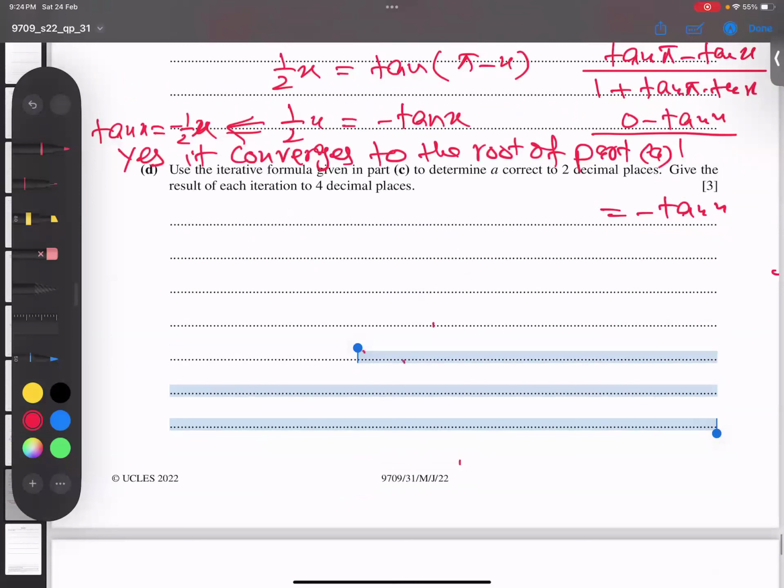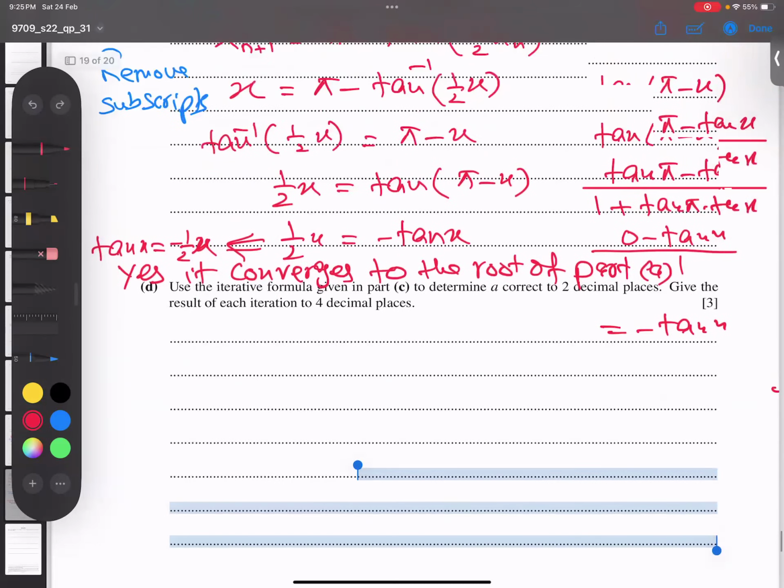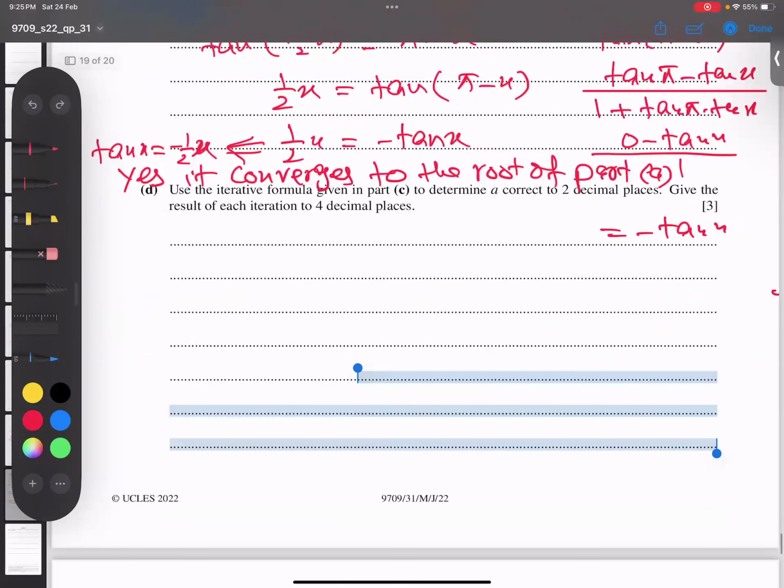Now let's have a look at the last part. Use the iterative formula from part C to determine the answer, and give the answer to 4 decimal places. So what is the technique to do, students? This iterative formula I will use from here, and I'm going to start.